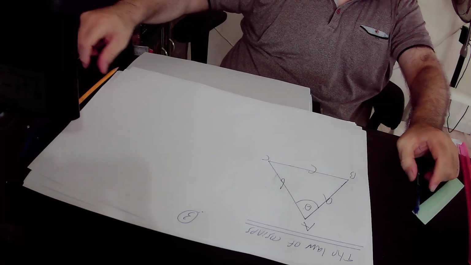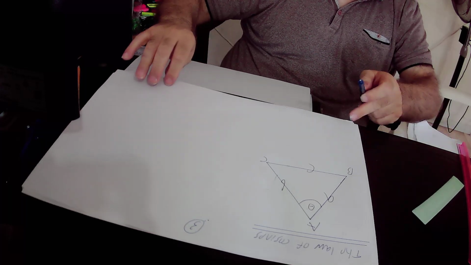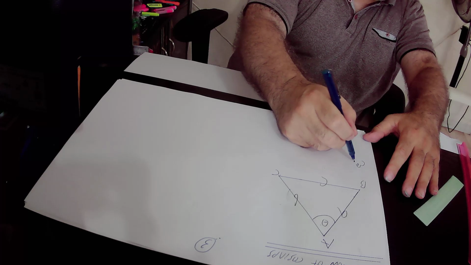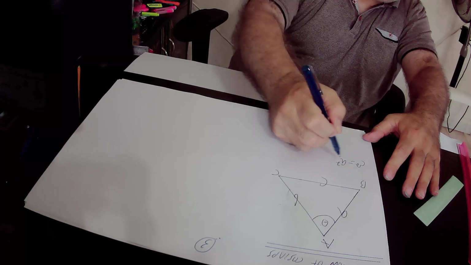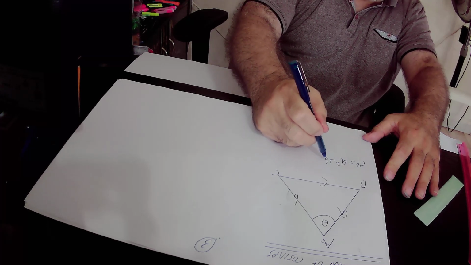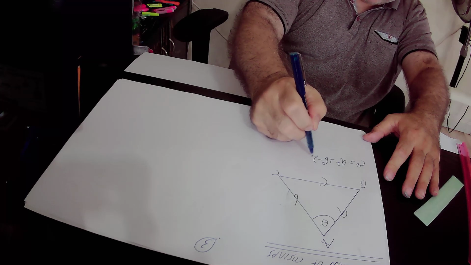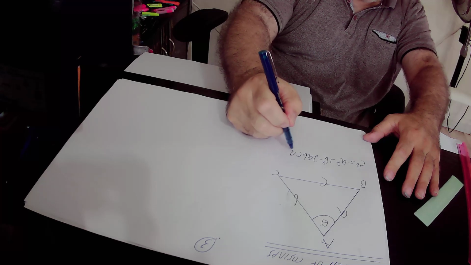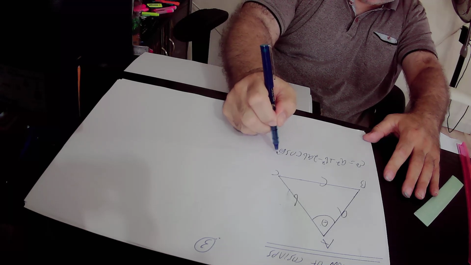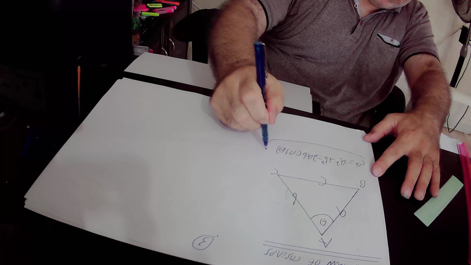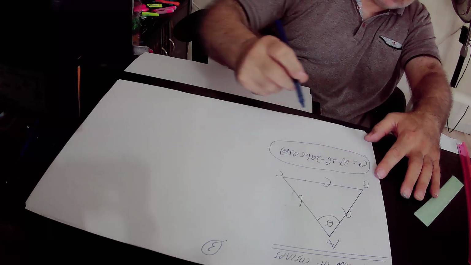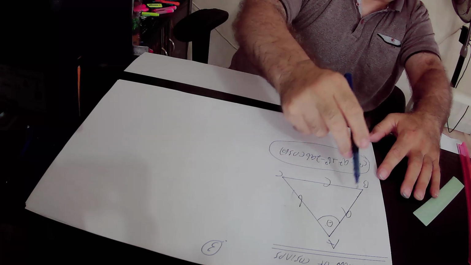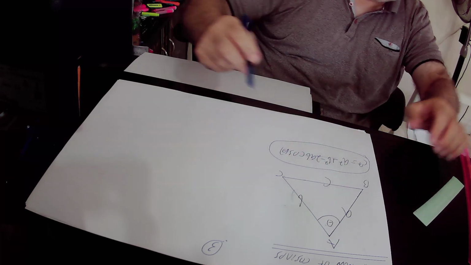Then according to the law of cosines, we get that C squared equals A squared plus B squared minus 2 times A times B times cosine theta. I repeat again, according to the law of cosines, C squared equals A squared plus B squared minus 2 times A times B times cosine theta.